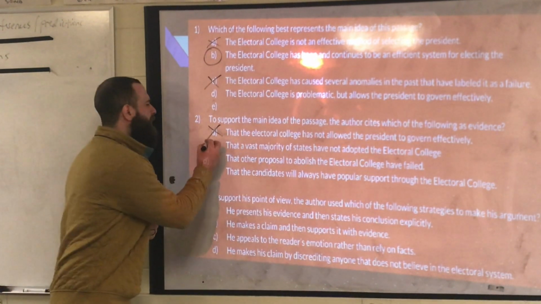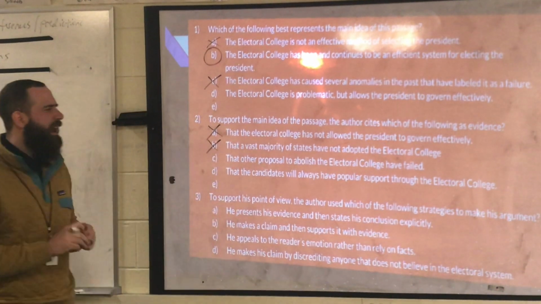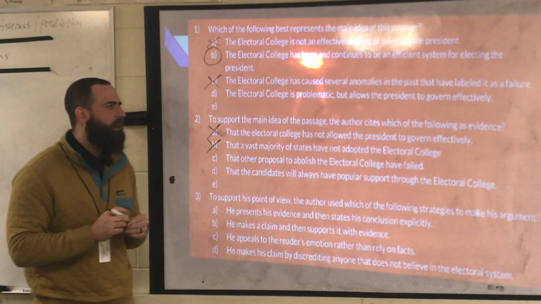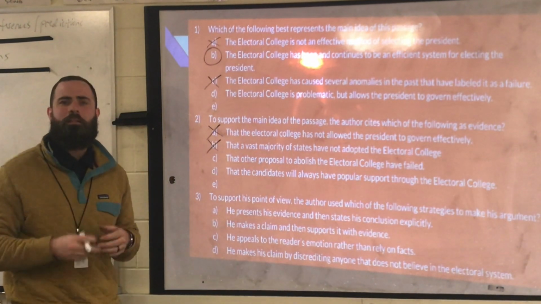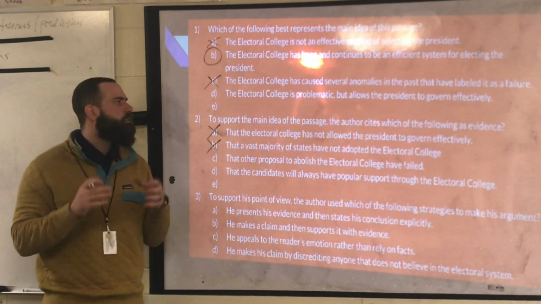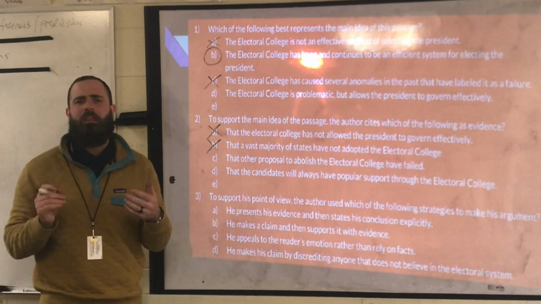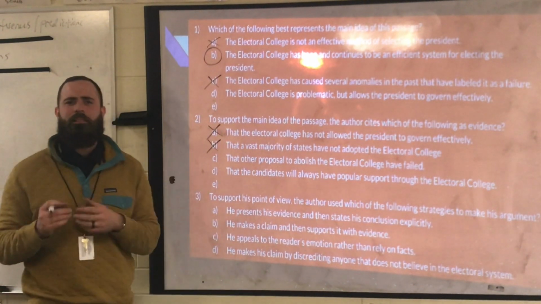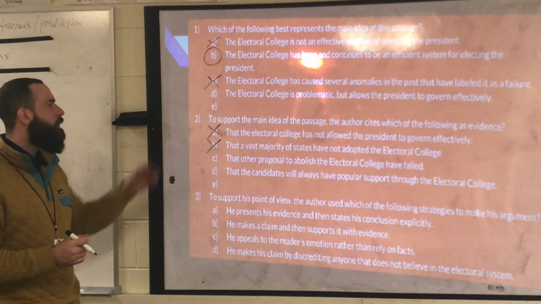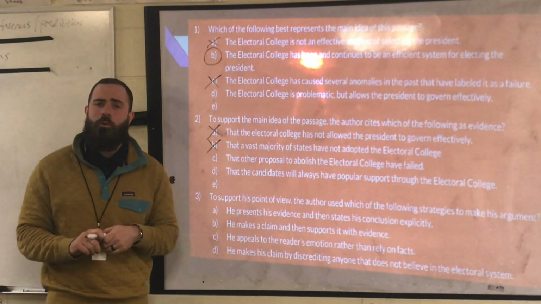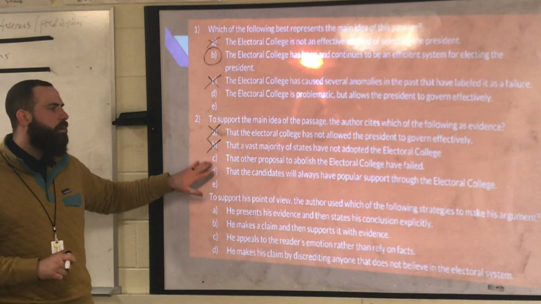And again, I'm looking at B and getting rid of it. That a vast majority of states have not adopted the Electoral College. For that, I'm using prior knowledge. I've learned in history class that the Electoral College supports every single state in the United States. It's not something that a state can buy in or sell on. They all are a part of it. A and B are eliminated. I've got rid of two answer choices. Now I'm down to C or D.